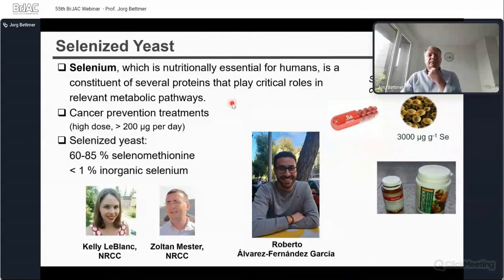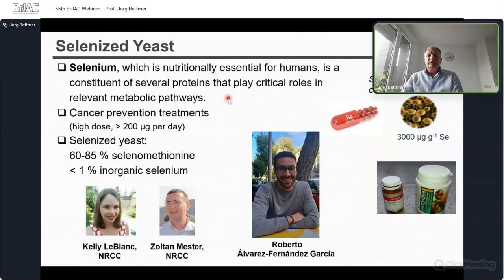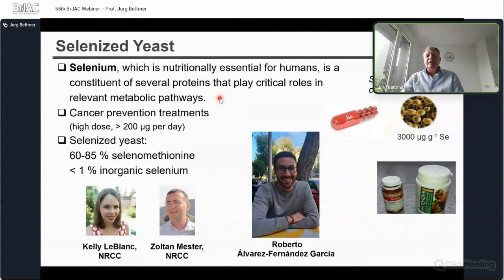The first example I brought to you is about selenized yeast, and I will explain why yeast. Selenium, of course, is an essential element for humans, and you need to take a certain amount per day in order to keep your body in good shape. And of course, in some regions, the food doesn't contain enough selenium, so you need some further added input of selenium that can be given, for example, by selenized yeast.